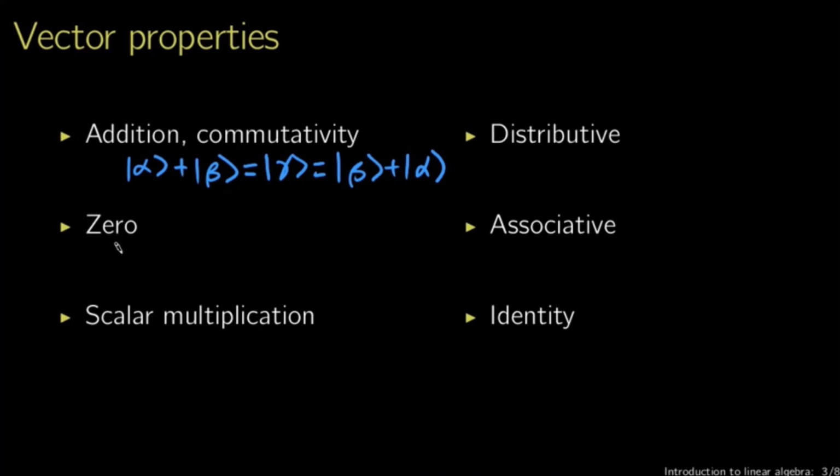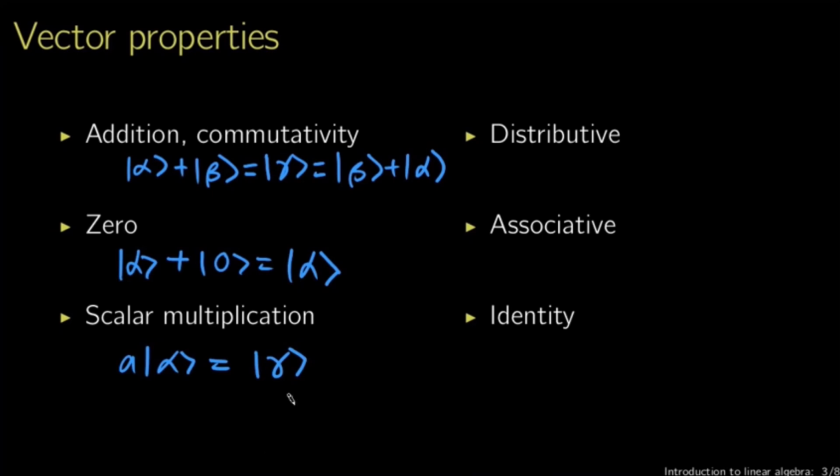We of course have a zero vector. If we take some vector alpha and we add the zero vector to it, we just get alpha back. We have scalar multiplication. I can write something like a times the vector alpha and get something which I'll call the vector gamma temporarily, where gamma is just some vector that essentially points in the same direction as alpha but is only slightly longer or shorter, having been scaled by a, hence the term scalar.